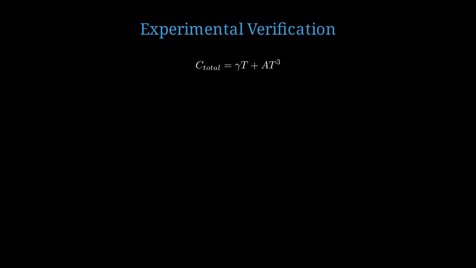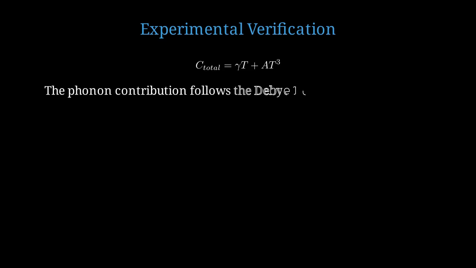C total equals gamma T plus A T cubed. The linear term is from electrons, the T cubed term is from phonons. The phonon contribution follows what's called the Debye T³ law at low temperatures. This was derived by Peter Debye using quantum mechanics for lattice vibrations.